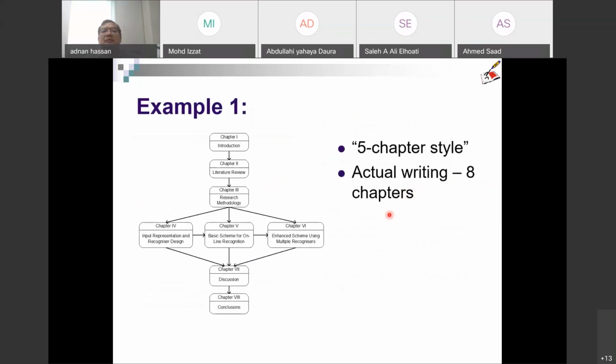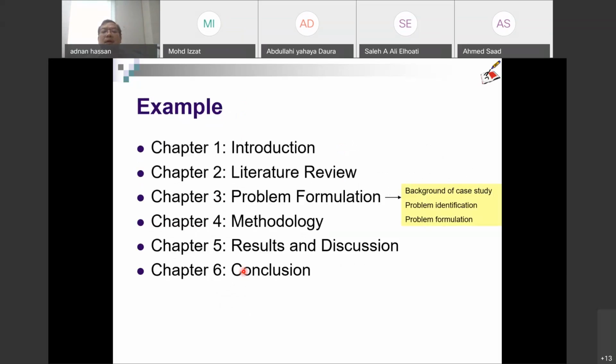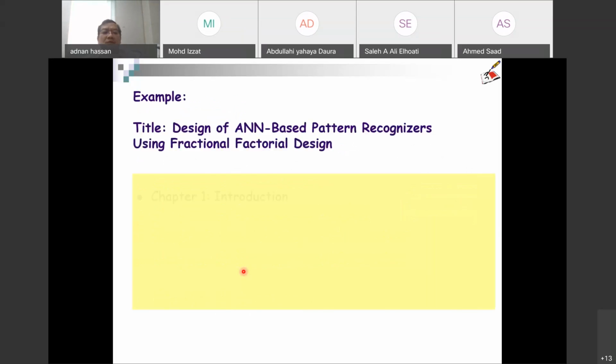Before I forget, I just want to show this. This could be what we call a 5-chapter style, but in actual writing, it has 3 chapters here on the results. Remember, when you put chapter, the UTM style now is Chapter 1, Chapter 2, not like Roman numerals. Last time they used Roman numerals, but now they use the normal numbers. You need to also go to the UTM guideline for preparing a project report. Let me show you the transition.